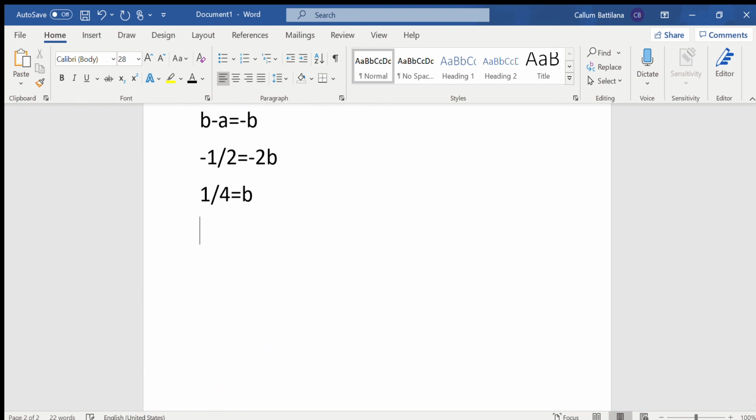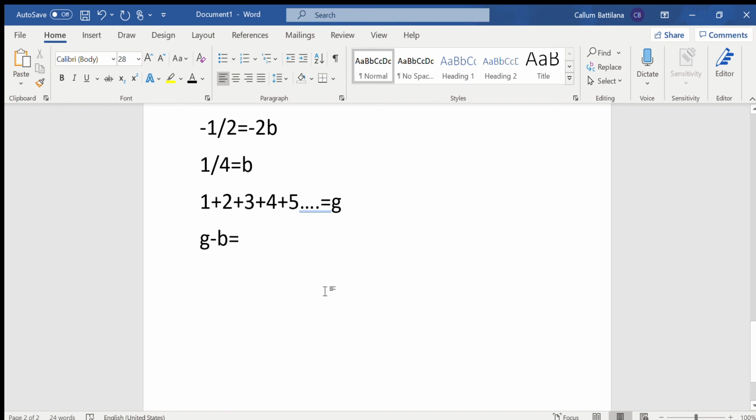Now, how is this going to help us in solving this sum that we want to find? This one here. How on earth is this going to help us? So firstly, we're going to call this sum gamma, G for gamma. And all we have to do is subtract beta from gamma. Now what is this equal to? So once again, we'll put the infinite series for gamma on here.